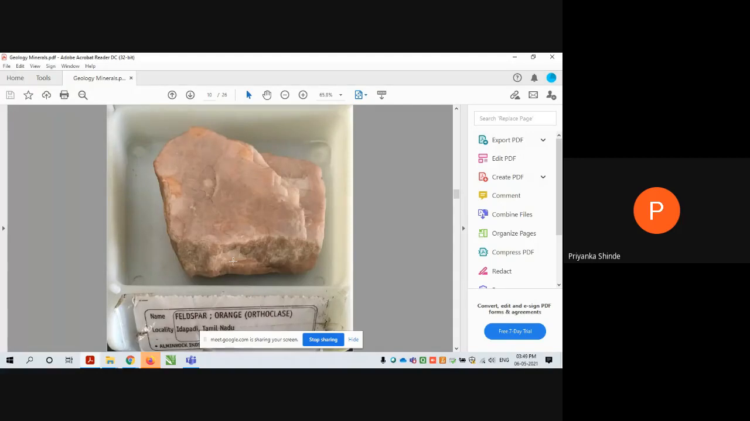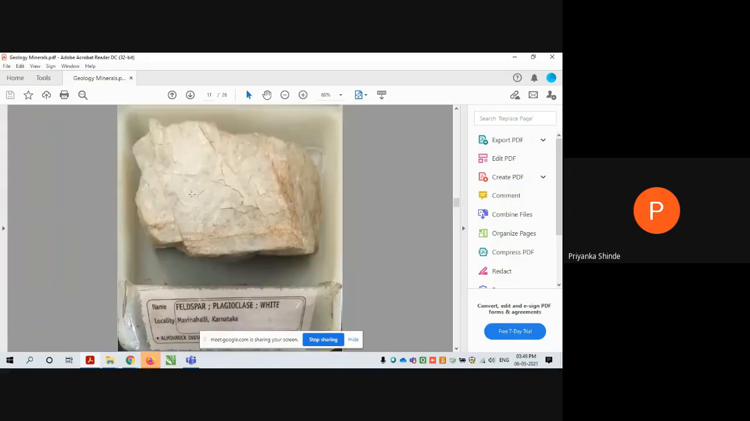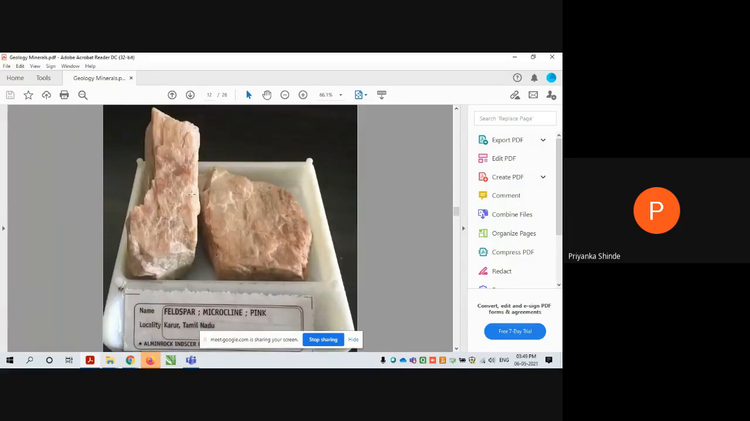Then fracture is uneven. Other than cleavage, how the mineral is broken: if you see, it has broken with an uneven surface, so it is called uneven fracture. Tenacity is again brittle. Form, if you see, it is flat. All these three are flat, so you can write it as tabular or flat. So tabular massive is the form of this.